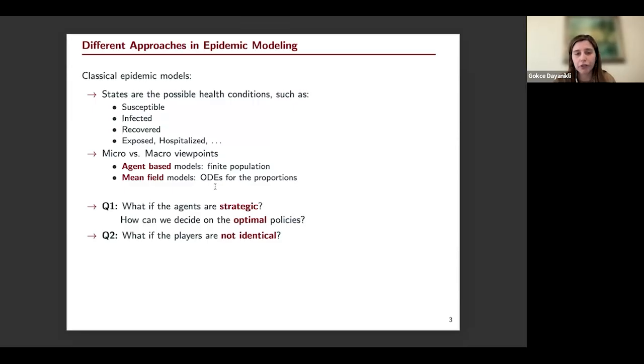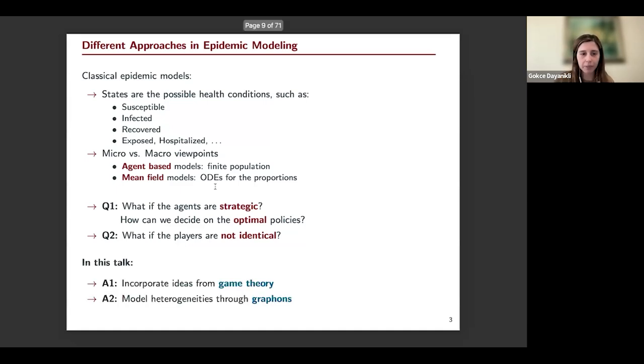So what we wanted to do after seeing these models is ask what is going to happen if the agents are strategic, and how can we decide on the optimal policies if we take into account this strategic behavior of the people? The other thing that we are going to discuss later on is what is going to happen if the players are not identical? Because with Corona, some people were getting very significantly affected, but some people were not even showing symptoms. So even if we start from the most basic models where we assume that the people are homogeneous, it is ideal to go to the case where we put heterogeneities in the model for the people.